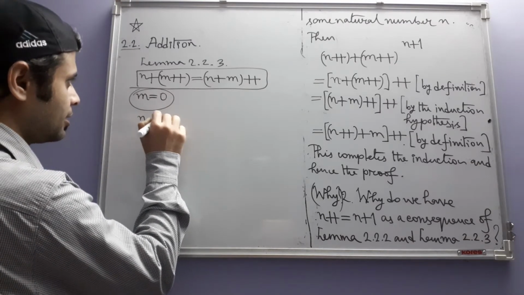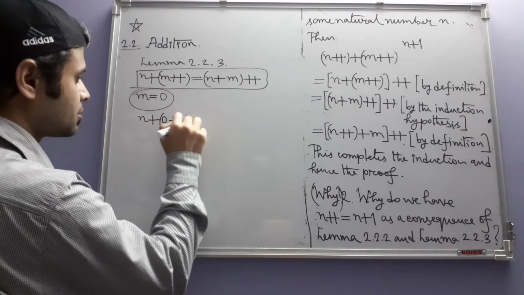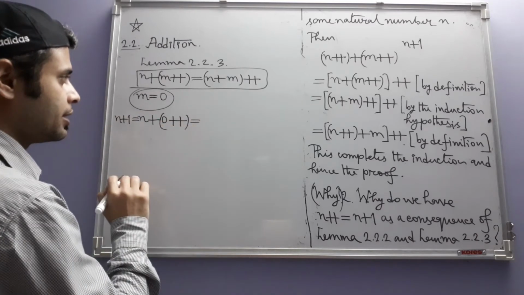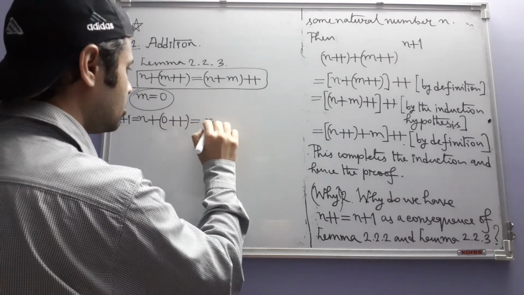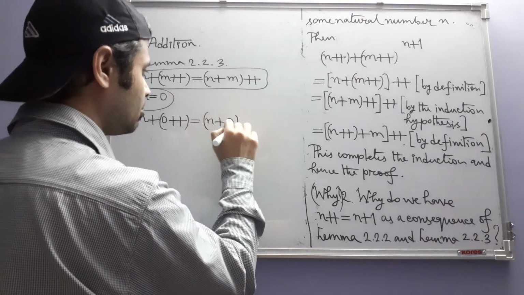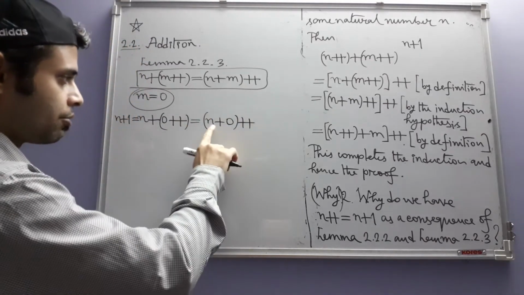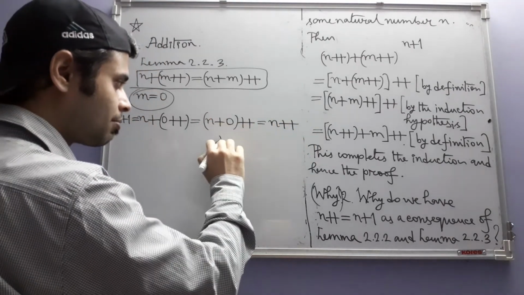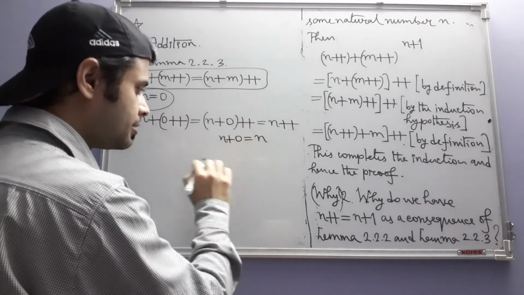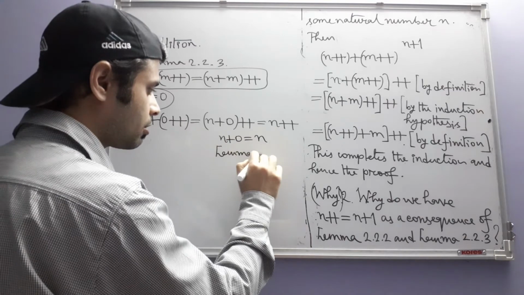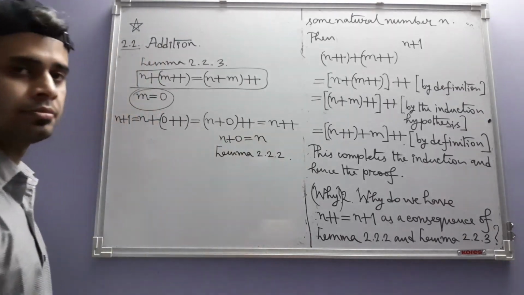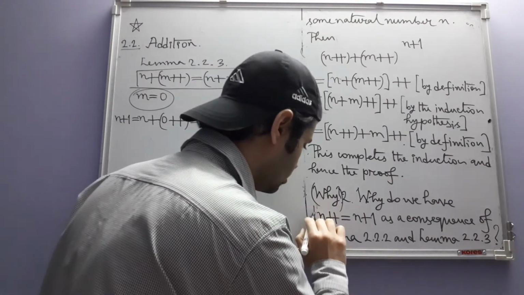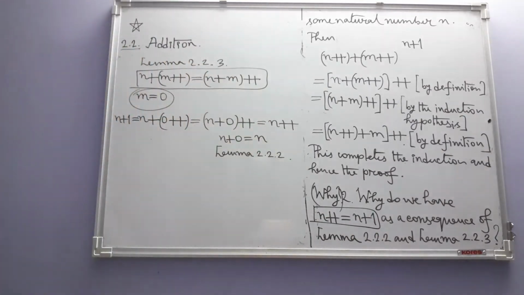On the left hand side, I have n plus 0 plus plus, which is nothing but n plus 1. On the right hand side, I have n plus 0 plus plus. Now n plus 0 is equal to n, so I get n plus plus. And why is n plus 0 equal to n? This is coming from lemma 2 to 2. So that's why this identity is a consequence of these two lemmas.